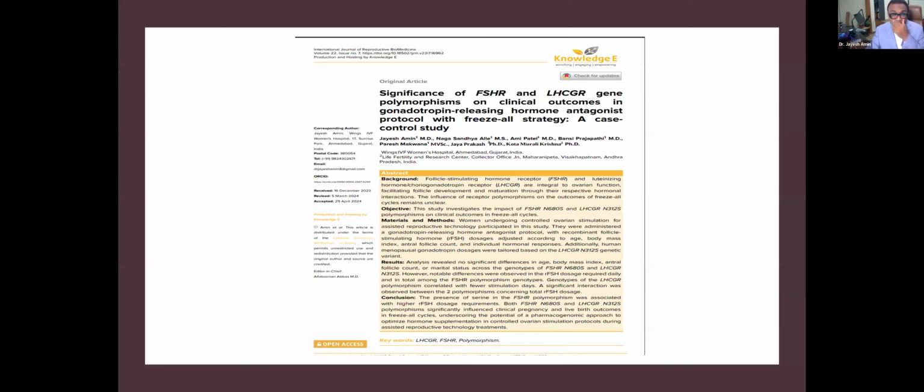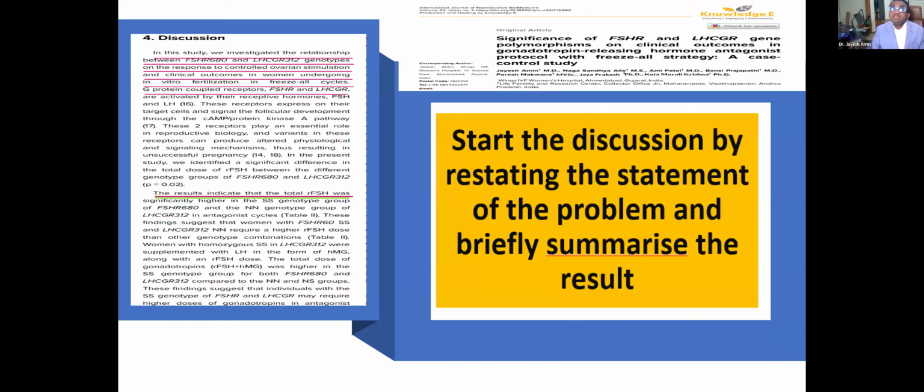The first, this is my own paper which was published, on the significance of FSHR and LH receptor genetic polymorphism on clinical outcomes in a gonadotropin releasing hormone antagonist protocol. It is a retrospective case study. If I ask how I can start writing the discussion for this study, look at how I started the discussion. Start with the same thing, the significance.